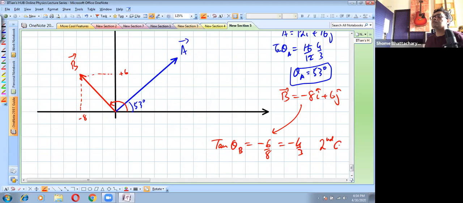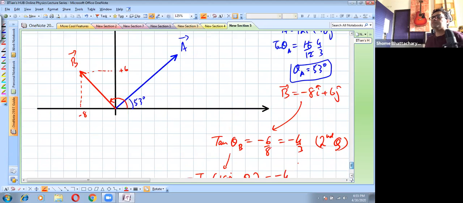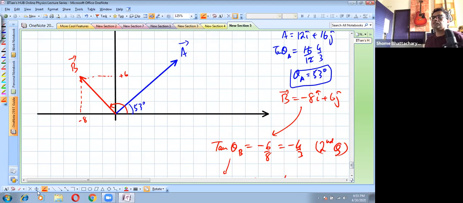Okay, so for the second quadrant we use that formula again, that tan of theta b is minus of tan of 180 minus theta b, which is equal to minus 4/3. So that means 180 minus theta is equal to 53. Oh, my mistake. This is 3/4. Just a quick correction here, friends. 6/8, so that is 3/4.